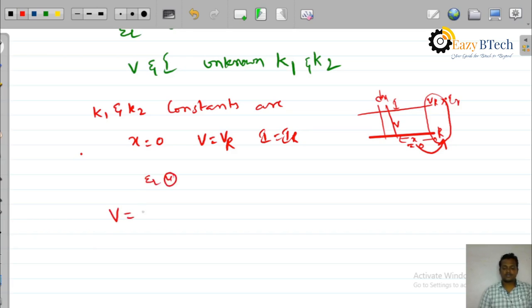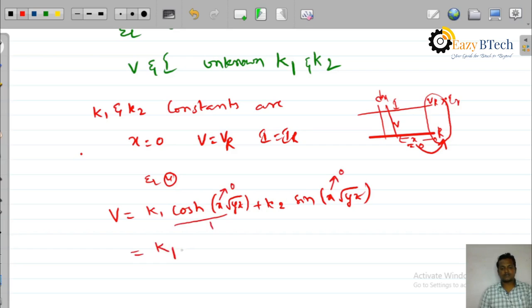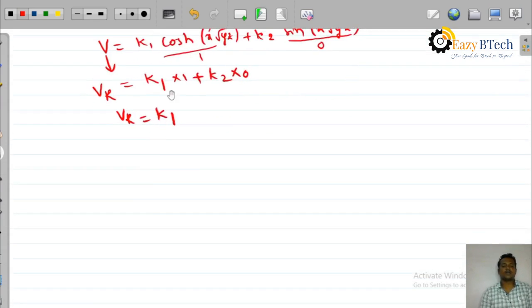What is equation 4? V equals k1 cos h x root yz plus k2 into sin h x root yz. Substitute x equals to 0. Therefore, the cos h term becomes 1 and k2 into the sin h term becomes 0. Therefore, at x equals to 0, V is Vr. Vr equals k1 into 1 plus k2 into 0. We get Vr is k1. Therefore, k1 is nothing but Vr.